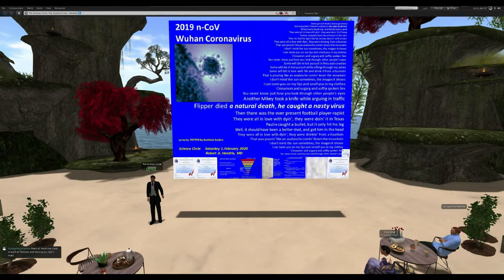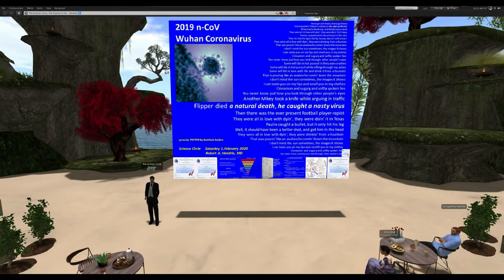This is a slide I made just for fun. I used an image of a MERS virus, but in the collective consciousness, the idea of viruses is pretty scary. It even ends up in lyrics of music.